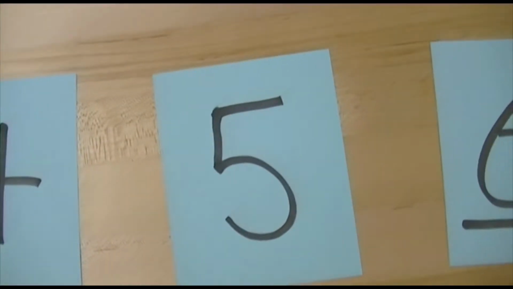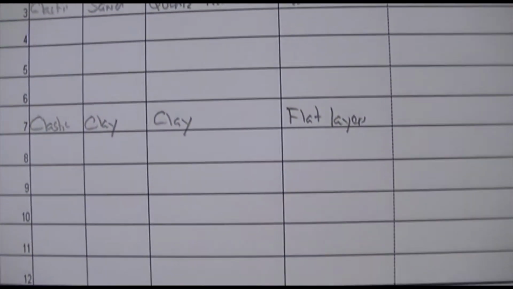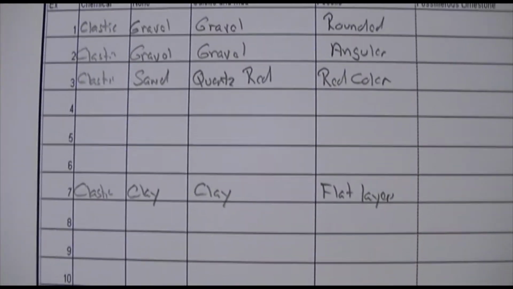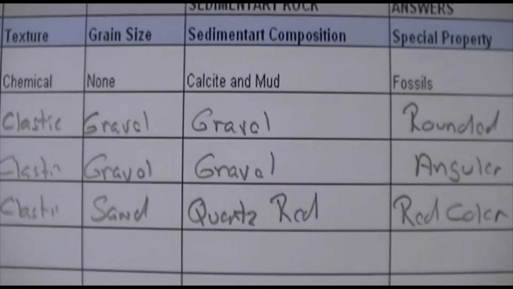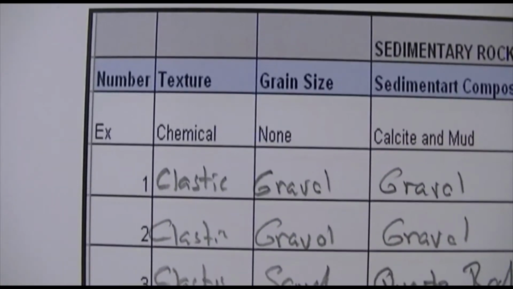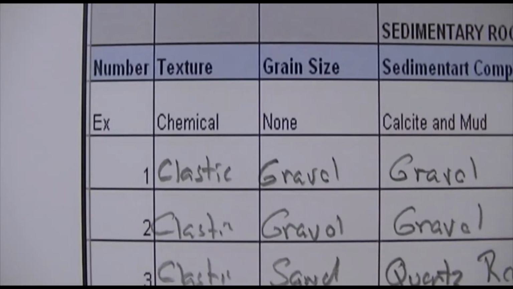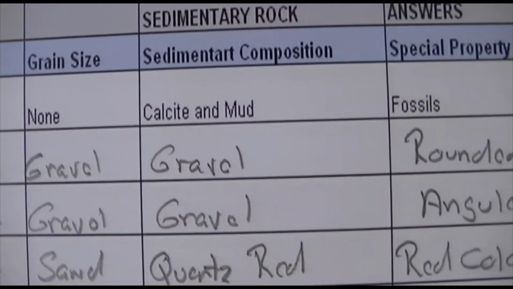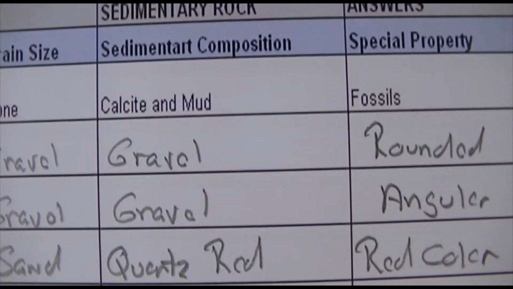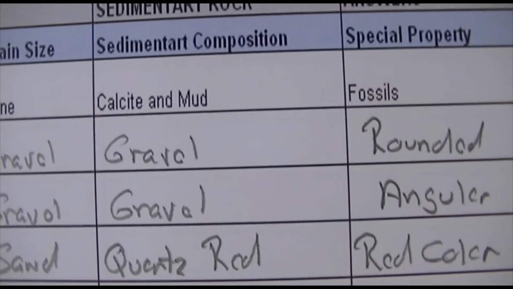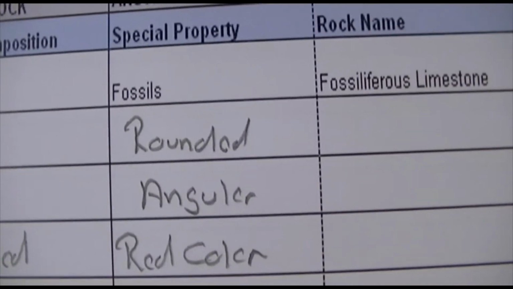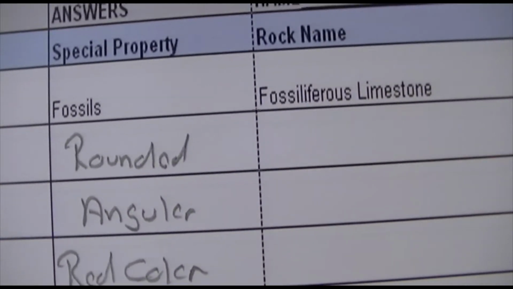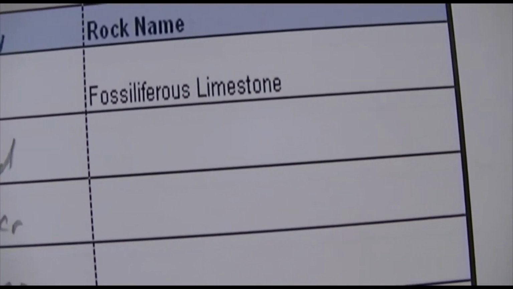So sedimentary rocks are much easier to identify. So we're going to use our lab manual, and I would fill this out to its completeness. I kind of skipped around a little bit just for illustrative purposes. So the example here: the rock is chemical. That means there's no grain size, so you put grain size none. The sedimentary composition is calcite mud. You can get that off of the charts. Special property, in this case, there were fossils. So then the name of the rock is phosphoriferous limestone.